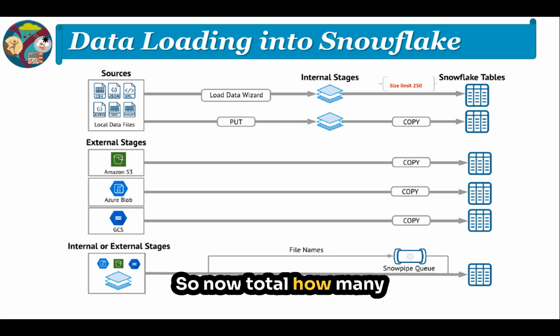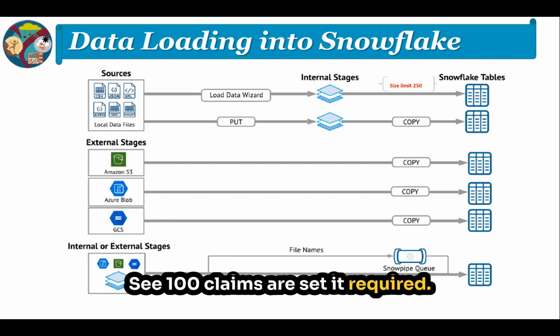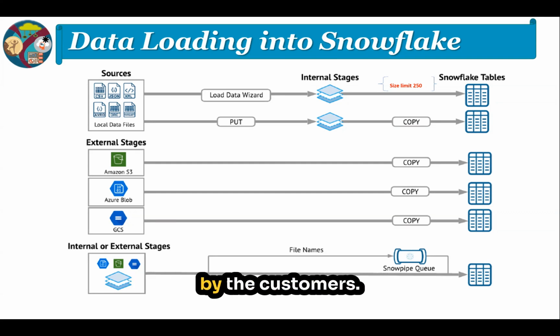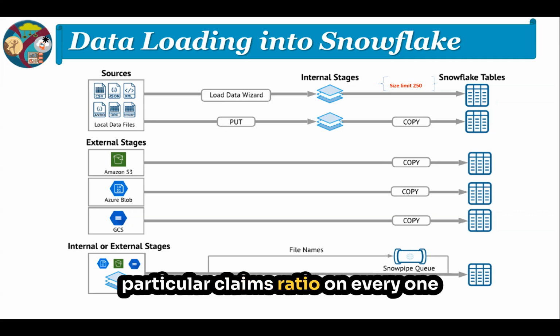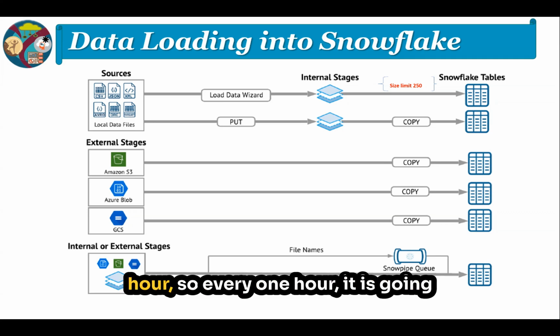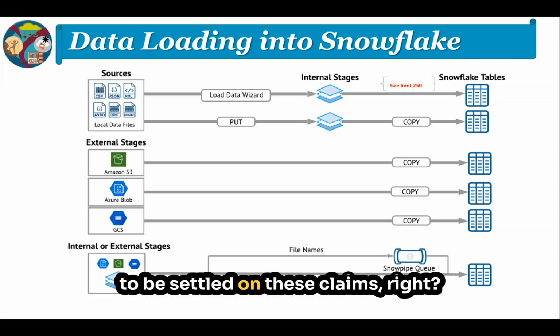So, in total, how many claims are submitted, and how many have been settled so far? See, 100 claims are claimed by the customers, and you have almost settled 95% of these claims. Now if you want to see this claims ratio every 1 hour, then every 1 hour these claims are going to be settled, right?